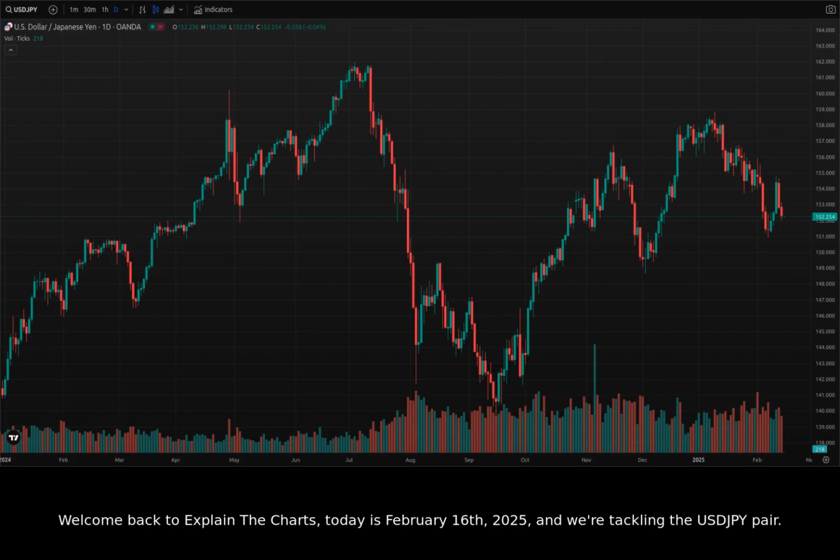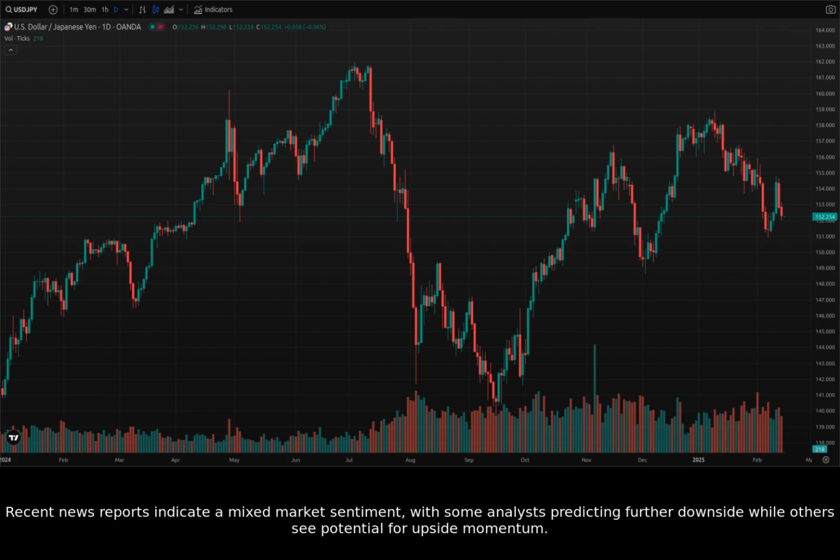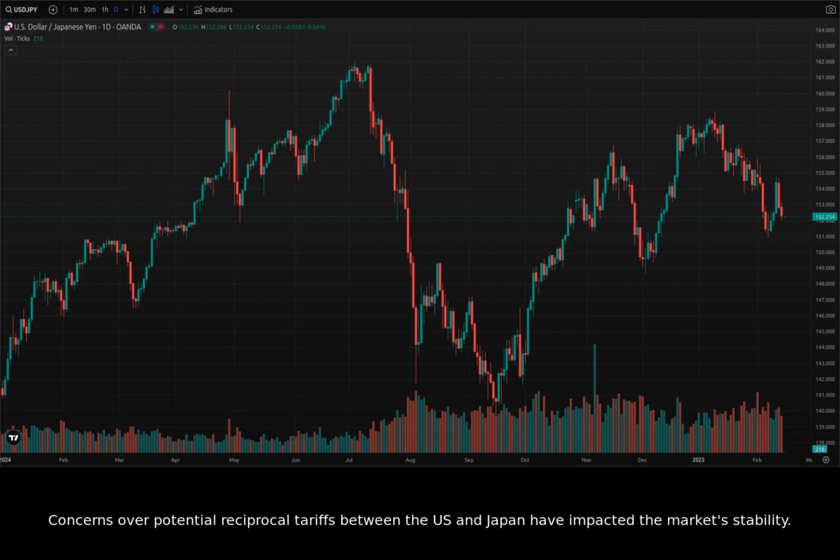Today is February 16th, 2025, and we're tackling the USDJPY pair. Recent news reports indicate a mixed market sentiment, with some analysts predicting further downside while others see potential for upside momentum. Concerns over potential reciprocal tariffs between the US and Japan have impacted the market's stability. Let's start by looking at the daily chart to see the overall trend.